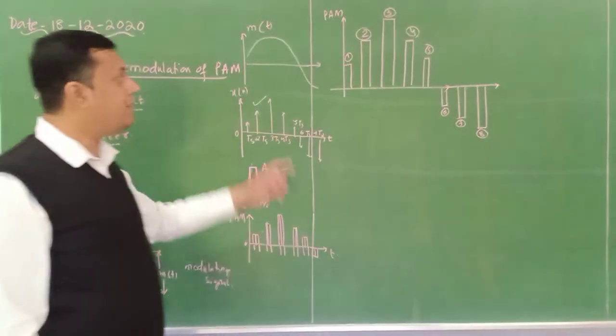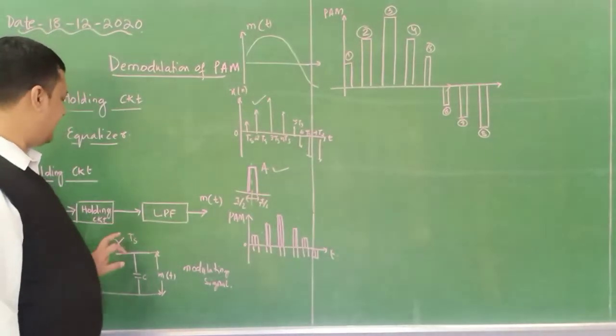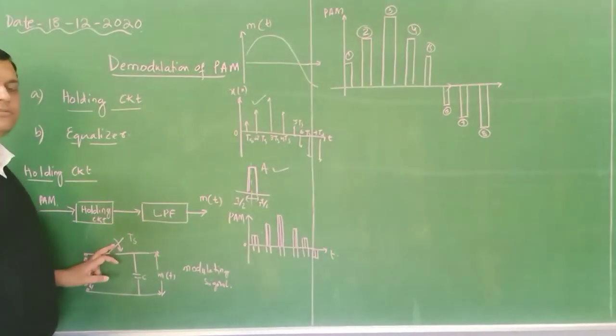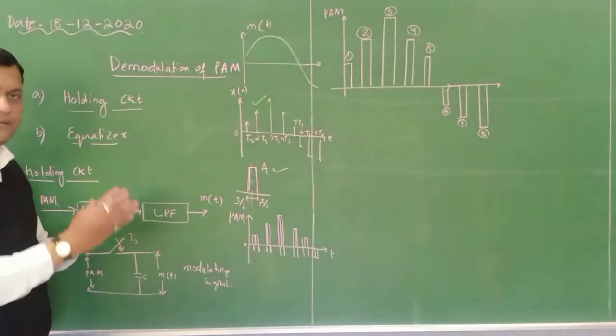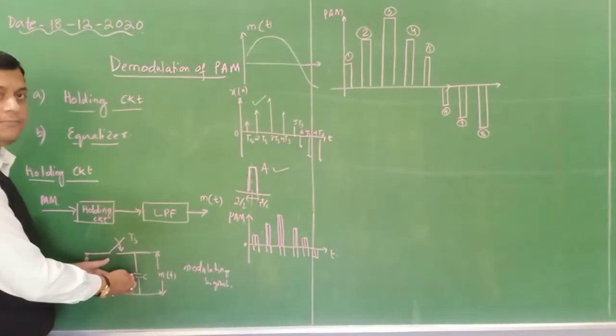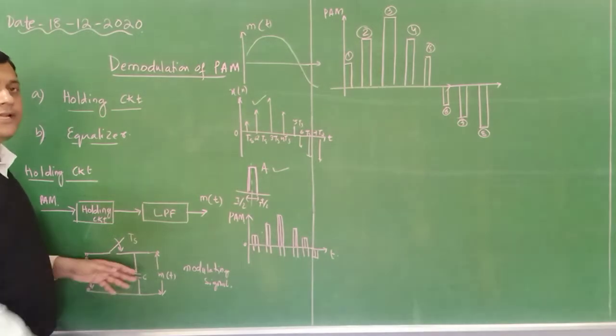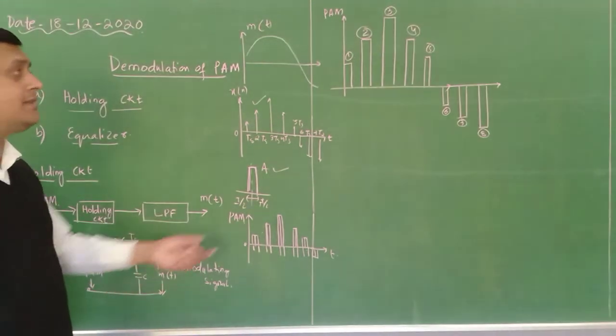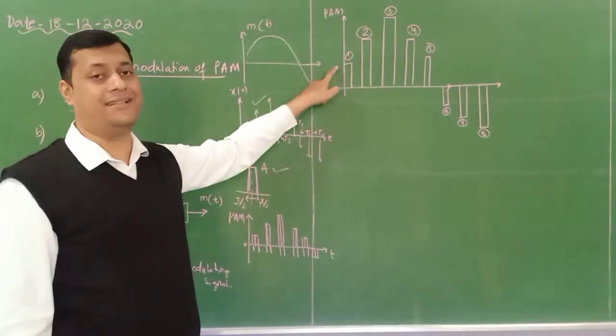So when the first pulse is received, that means during this time period, this switch will remain closed. When it is closed, the potential drop will take place for this particular charge, and the capacitor will charge up to the potential this particular pulse has.